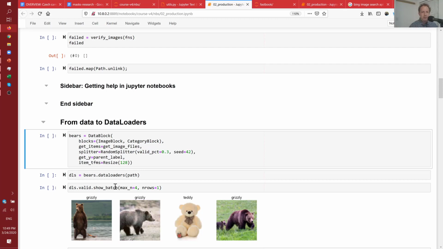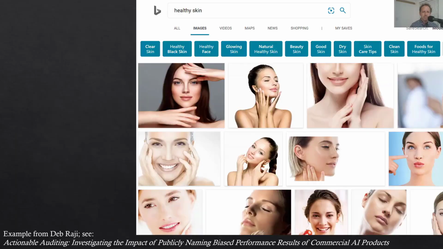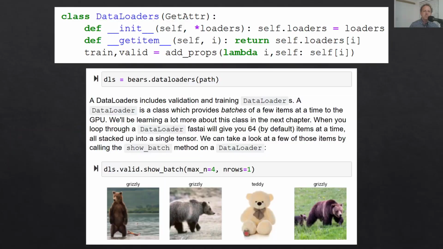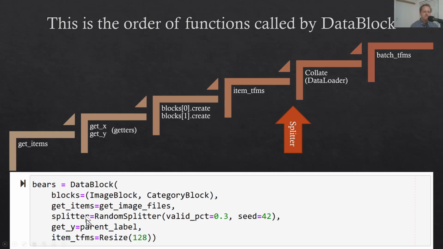Now, in lesson 1 of the course, we did that by using what we call a factory method, which is we just said ImageDataLoaders.from_name, and it did it all for us. Those factory methods are fine for beginners, but now we're into lesson 2. We're not quite beginners anymore. So we're going to show you the super flexible way to use data in whatever format you like, and it's called the data block API. Here's the data block API.